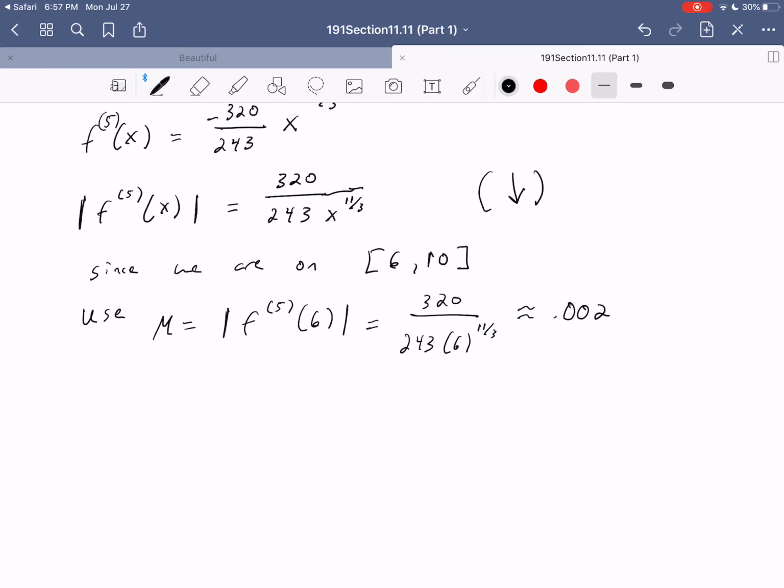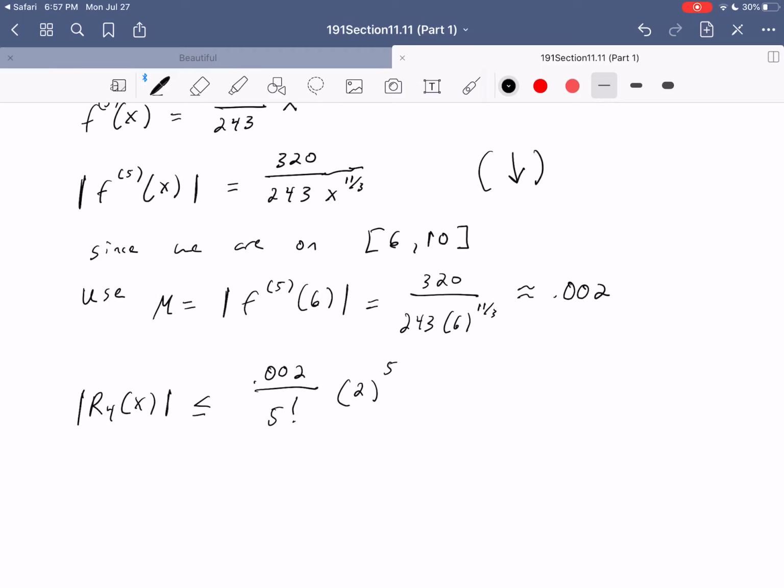So if we put all that together, we can say that our remainder function in absolute value has to be less than or equal to 0.002, 5 factorial, and 2 to the 5th. Plugging all that in, 0.002 divided by 5 factorial, which is going to be 120, and then times 2 to the 5th, which is 32. Looks like we get that as approximately 0.00053. So we get a minuscule error when using this T4 approximation anywhere from 6 to 10.